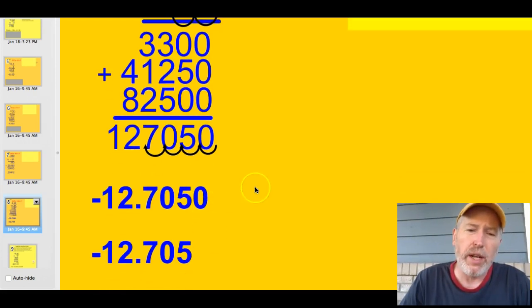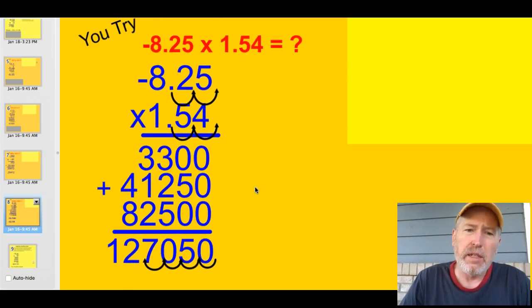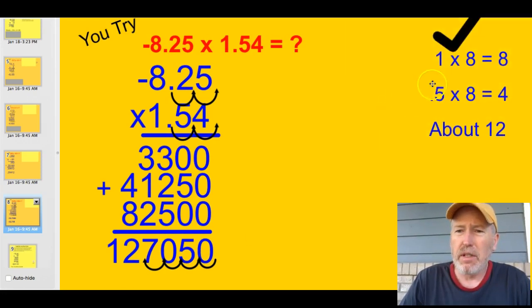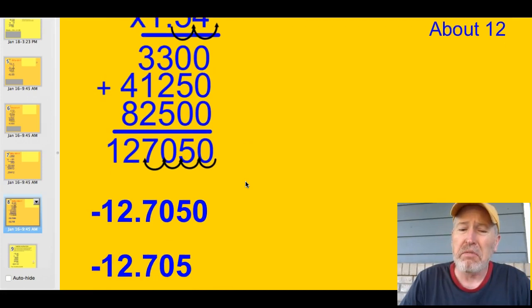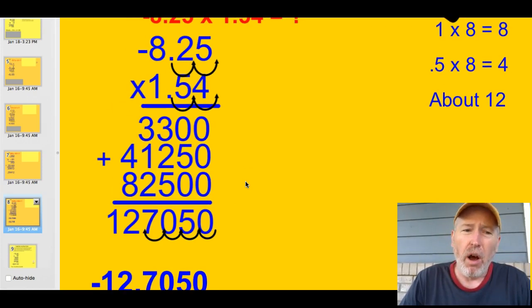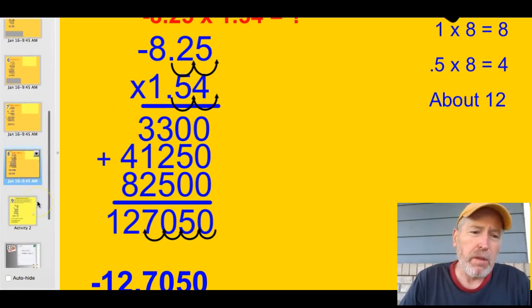You can drop that trailing 0 if you want. Does my answer make sense? Well, if I took 1 times 8, I'd have 8. And if I took another half times 8, I'd have 4. So I'd have about 12. So my answer, negative 12.705. Yeah, it looks good. All right, very good.